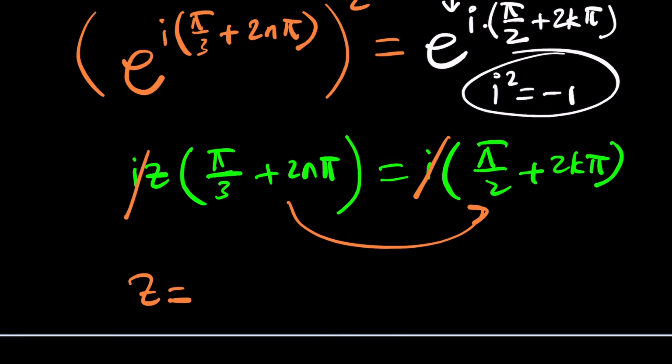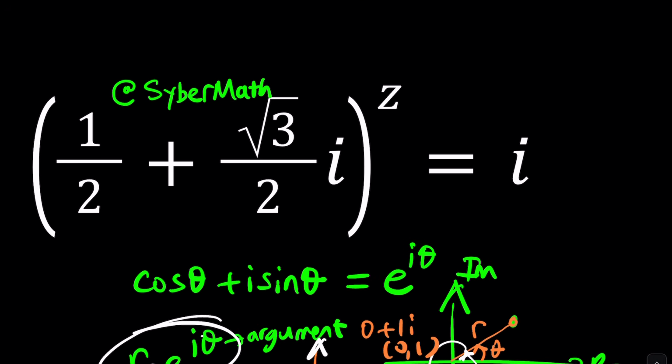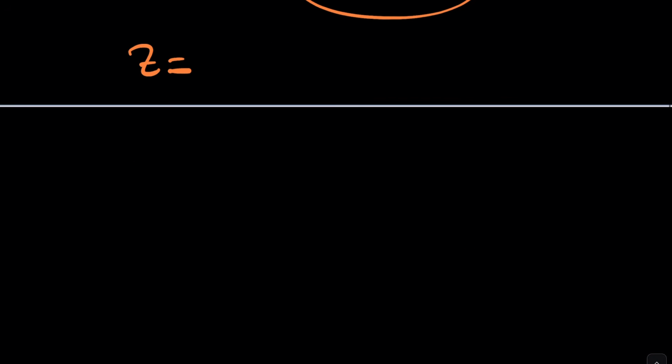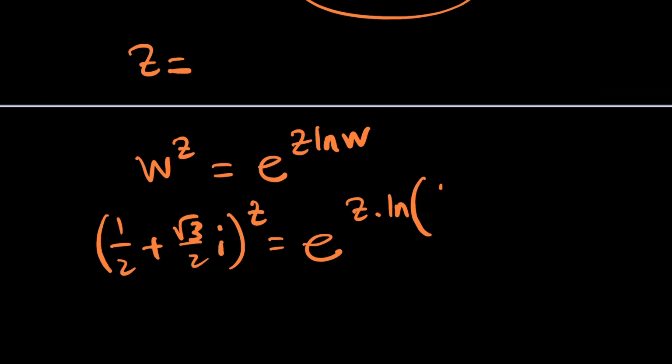But again, one more thing that I want to say is whenever you get something like a complex number to another complex number, like this, let's say w to the power z, you can always write it as e to the power z ln w. So in our case, we have 1/2 plus root 3 over 2 i raised to the power z. In this case, w happens to be the base, you can write it as e to the power z times ln 1/2 plus root 3 over 2 i. And this should equal i, right?